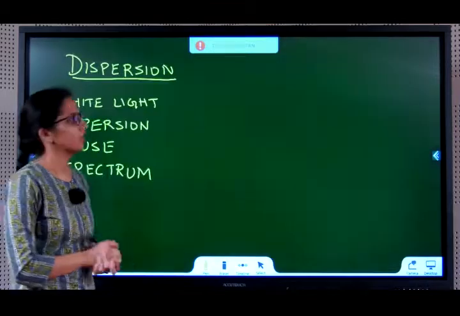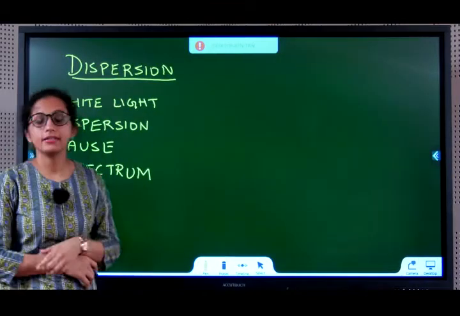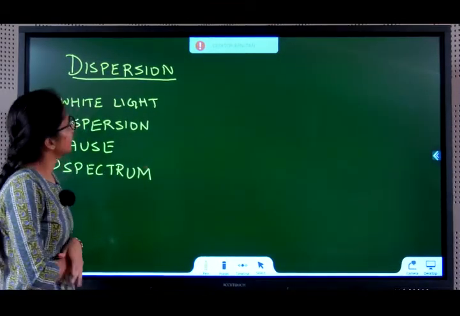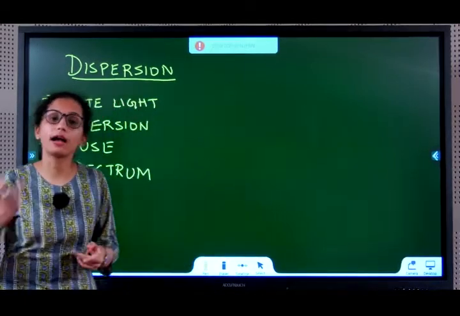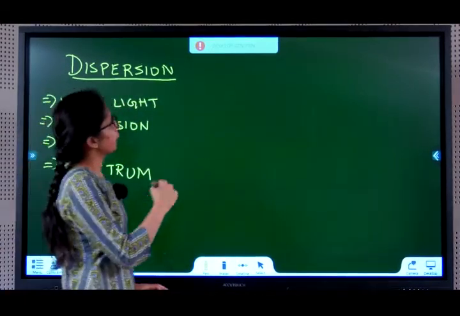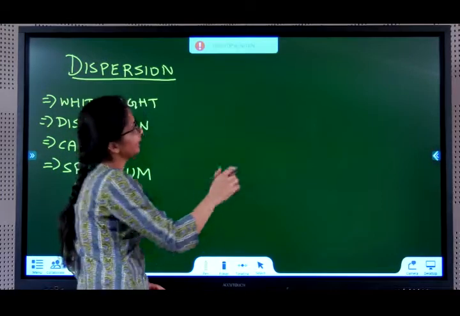The next concept, dispersion. This is responsible for the rainbow. We see the rainbow, so beautiful. How does it happen? Okay, before that, let's have a small recap from light.